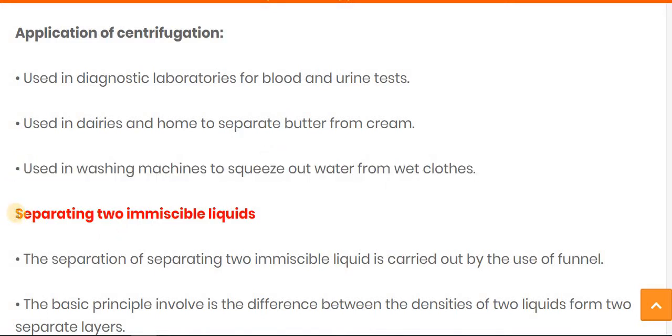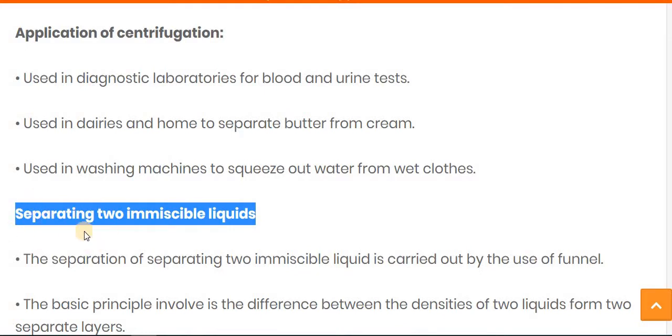Now, the next type of separating technique is for two miscible liquids, meaning liquids which are completely mixed with each other, that is called miscible, and immiscible means liquids which are not completely mixed with each other.